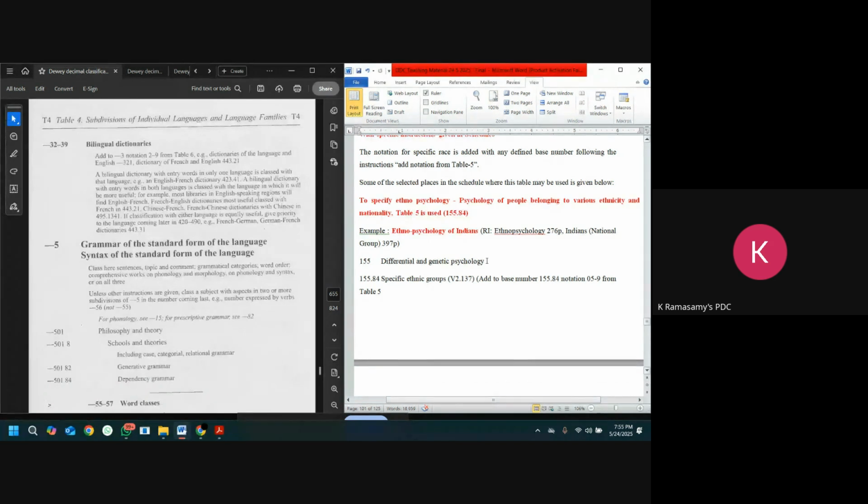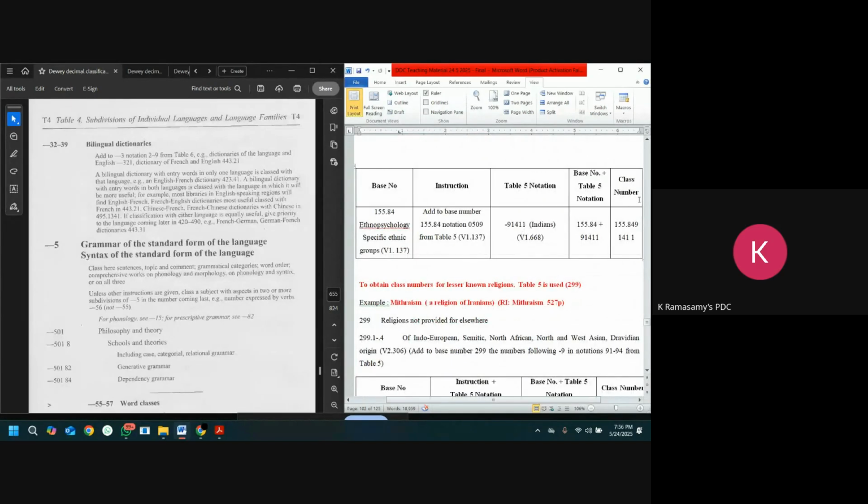These numbers are available in a subject called ethno-psychology, a psychology meant for particular racial, ethnic, or national groups of people. For example, I find the number for ethno-psychology: 155.84. Then I need to check 155.84 to find out whether there is any instruction to add table 5 to this number or not. I need to find out.